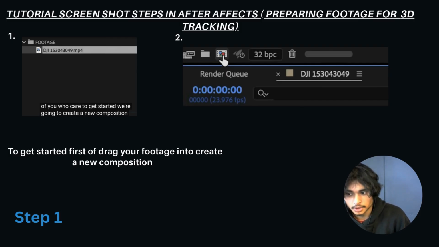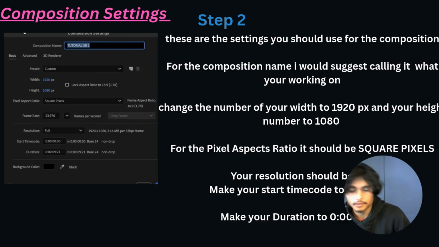This is step two. These are the composition settings, and you want to change the name just in case you don't want to lose the file that you're making, and change your width to 1920 px and your height to 1080.